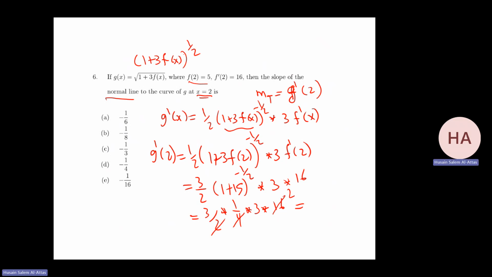I made a mistake somewhere. That will be half, 1 plus 3 f of x to the power minus half, times the derivative of this.